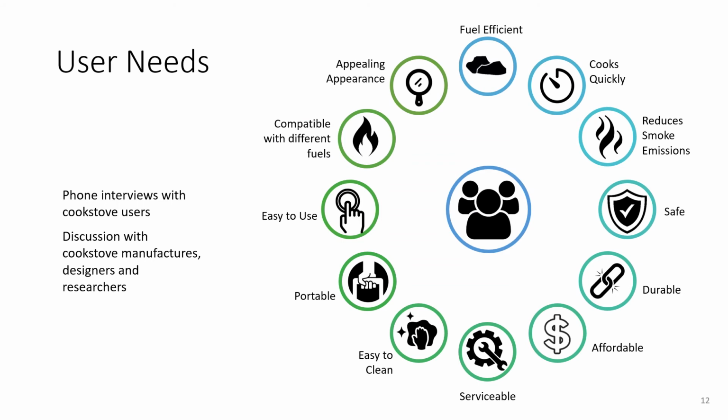To appropriately define the performance metrics, it's important to thoroughly understand the user needs. Through discussions with Cookstove users, manufacturers, experts, and prior literature, we generated a list of 12 comprehensive user needs. These discussions determined that the cookstove must be fuel efficient, cook quickly, reduce smoke emissions, and be safe, durable, affordable, serviceable, easy to clean, portable, easy to use, compatible with different fuels, and have an appealing appearance. To successfully design a cookstove that is desired by the users, the cookstove must fulfill all of these needs.